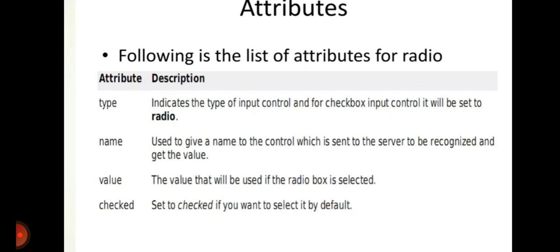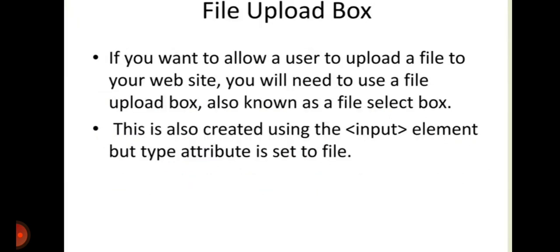Attributes are: first one type, which indicates the type of input control, and for a radio input control it will be set to radio. Second one is name, used to give a name to the control which is sent to the server to be recognized and get the value. Value, the value that will be used if the radio box is selected. Next one is checked, set to checked if you want to select it by default.